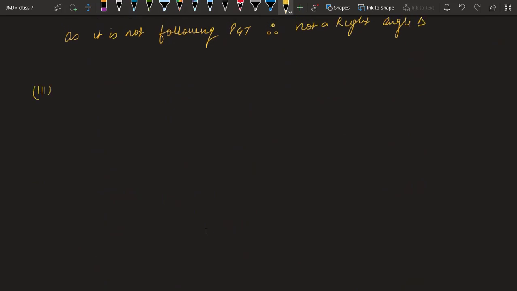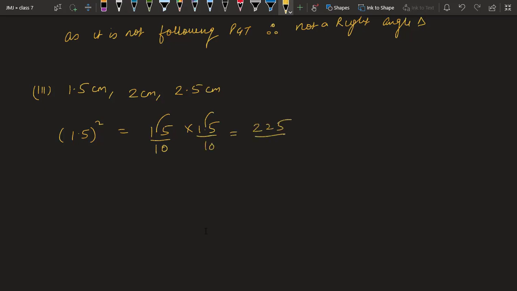Third part: 1.5 centimeter, 2 centimeter and 2.5 centimeter. First again we will find 1.5 square, that is 1.5 into 1.5, remove decimals, 15 15s are 225, 10 10s are 100, so we have got 2.25. Similarly, 2 square is equal to 2 into 2, answer is coming as 4.